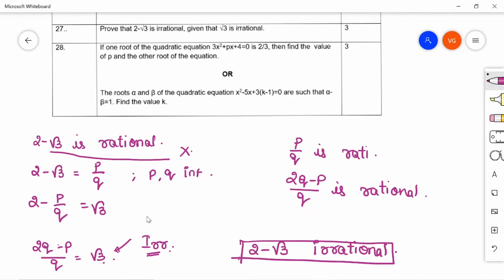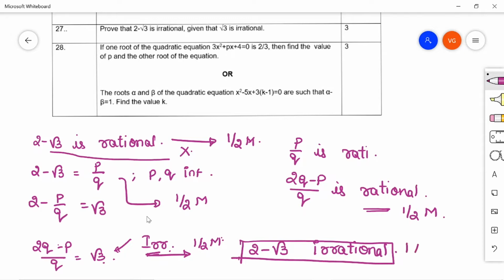This is how we can solve this problem. So let us see the marking criteria. Assuming 2 minus root 3 is a rational number, here you will get half mark. Then equating it to P by Q, half mark. Now root 3 solving, this is half mark you will get. Then here you will get half mark. Writing the final answer, you will get 1 mark, as this is a 3 mark question. So this is how the marking criteria is for this question.